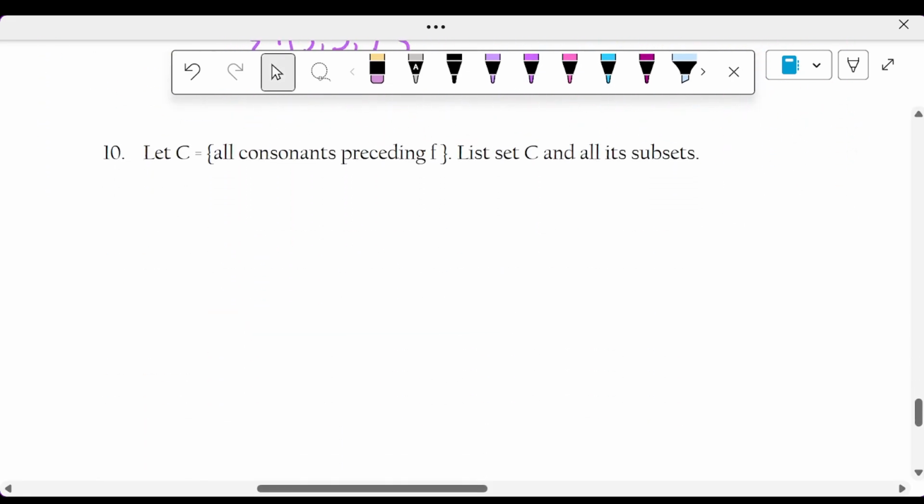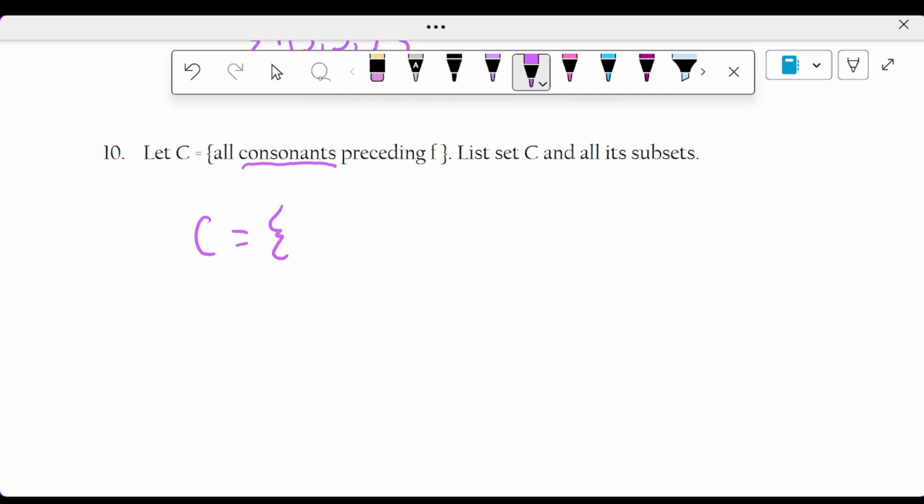Question 10. Let C equal all consonants preceding F. List set C and all of its subsets. So consonants are just the letters that aren't vowels, and preceding means before F in alphabetical order. So C equals, we start with A, but that's a vowel, so we don't put it in the set. B, C, D. E is a vowel, so F, but it says preceding F, so we don't actually include F. And our whole set is just B, C, and D.